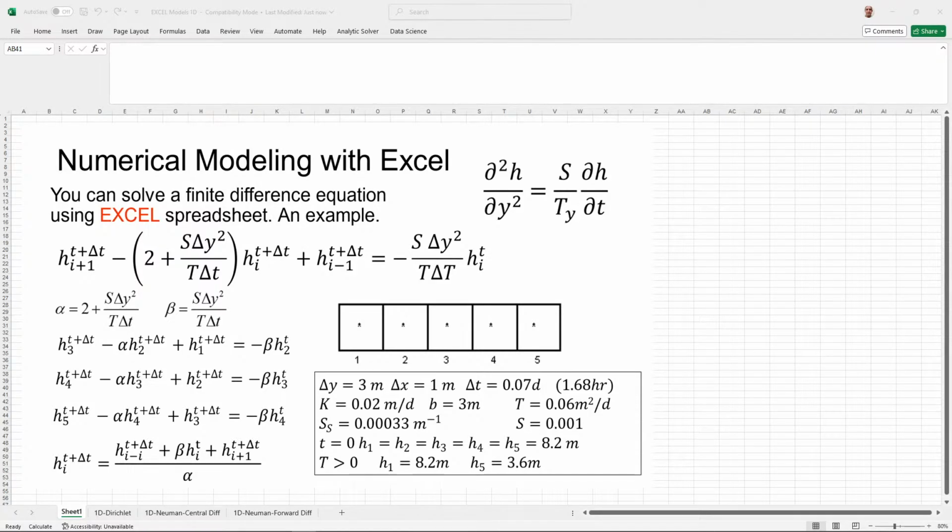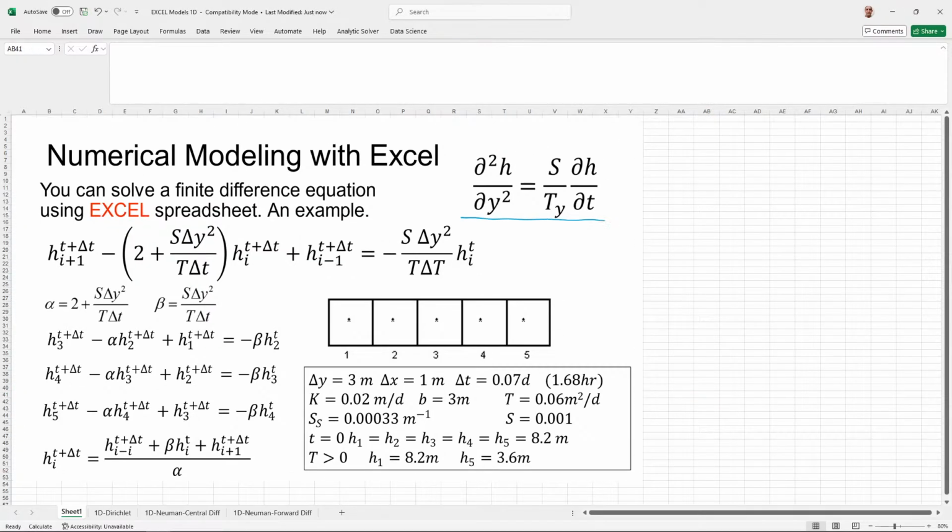Welcome. I will show you how to do finite difference with Excel. Typically, we don't do this with Excel. For example, MODFLOW will have an equation like this. It will be discretized numerically as something like this. But MODFLOW will solve an equation like this, not with Excel but with Fortran.